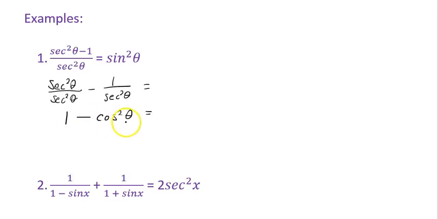And then 1 minus cosine squared is a manipulation of that Pythagorean identity sine squared plus cosine squared is 1. So this is actually equal to sine squared, as it should be. That's what they told us. Your last step should always match what it's supposed to be equal to.